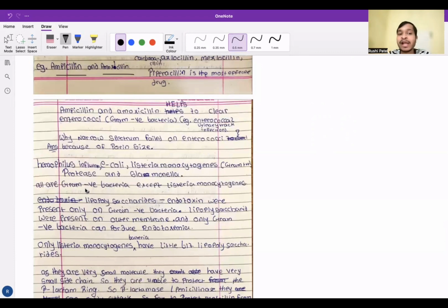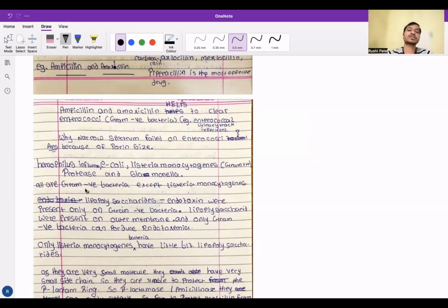Ampicillin and amoxicillin help to clear the enterococci. Enterococci is what? A gram-negative bacteria. For example, both of these antibiotics are used in enterococcal urinary tract infection.